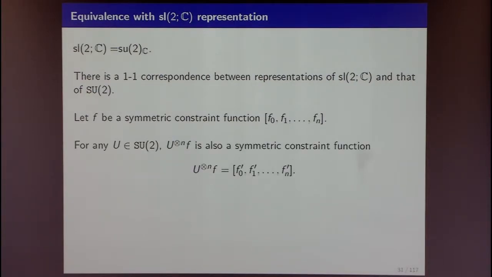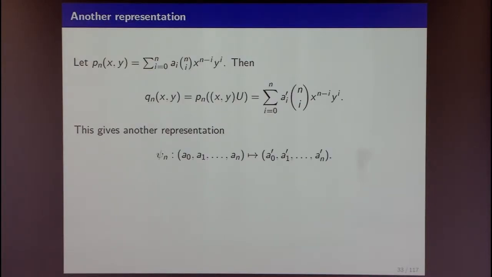And you can act by an element of SU2 to transform this. This is basically what I did for the Hadamard transformation on the identity function. And this is a group action, obviously.